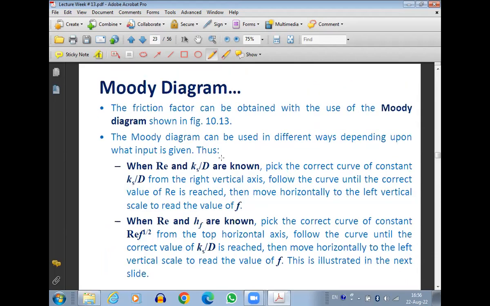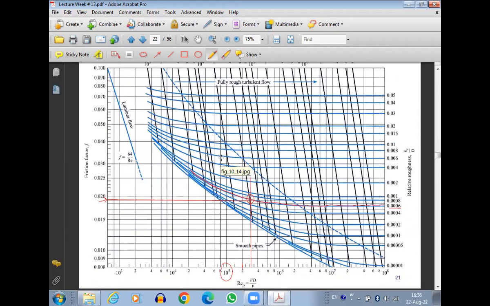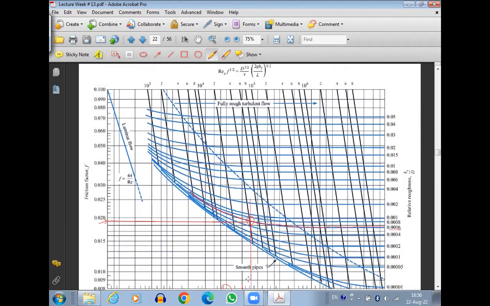So now if you look at the Moody chart, one thing is very clear: we don't know the Reynolds number. But here, this is the term we can find. This term is what? It is diameter, kinematic viscosity, because head loss h_f is given, and g is the acceleration due to gravity, length is known. So if we substitute the values, we can find out this term.